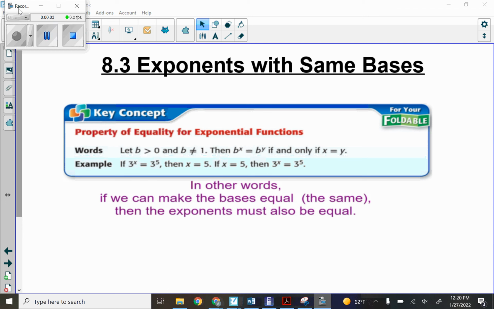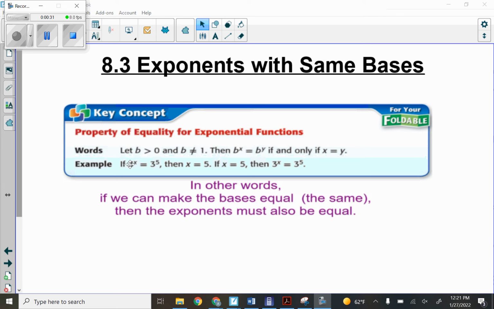In 8.3, we're looking at solving exponential equations when your exponents have the same base. So we have here our property of equality for exponential functions. Let b be greater than 0 and b can't equal 1. Then b to the x equals b to the y if and only if x equals y.